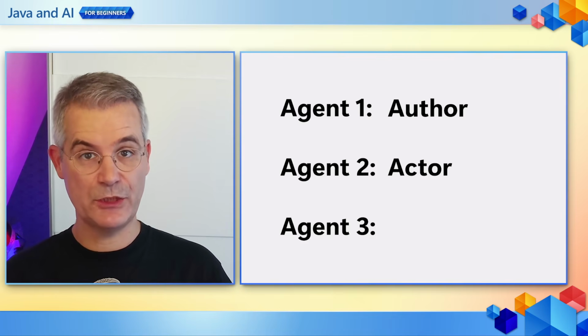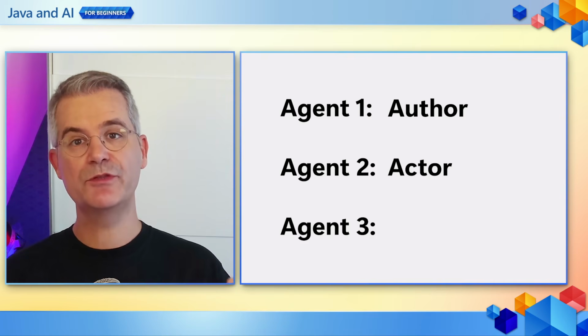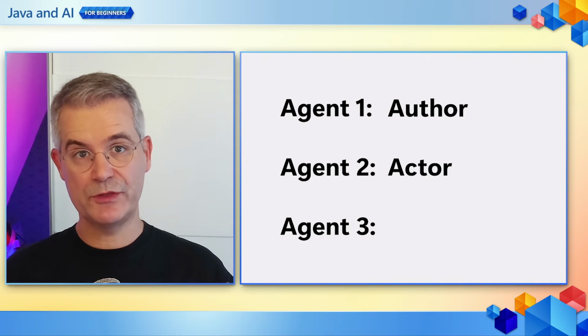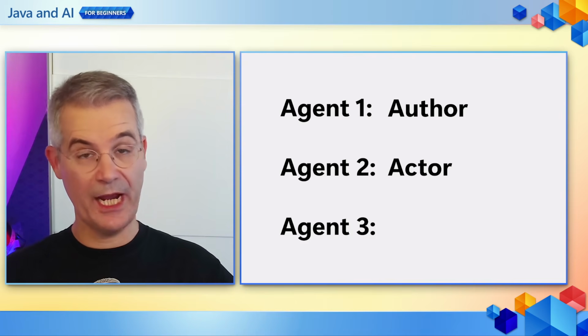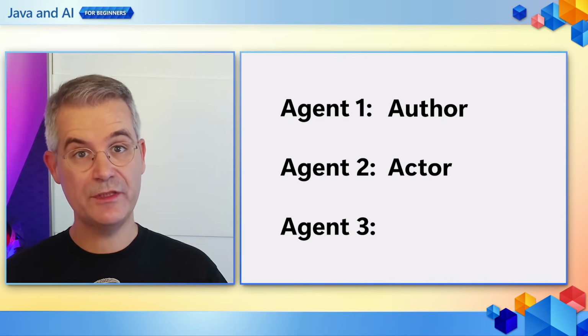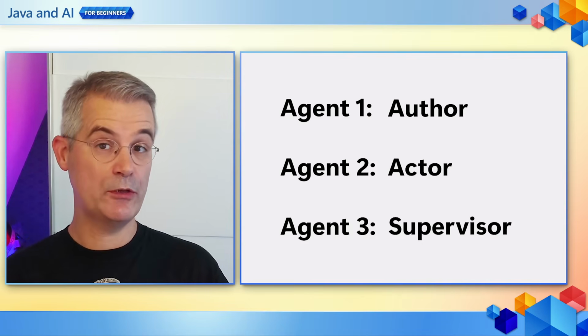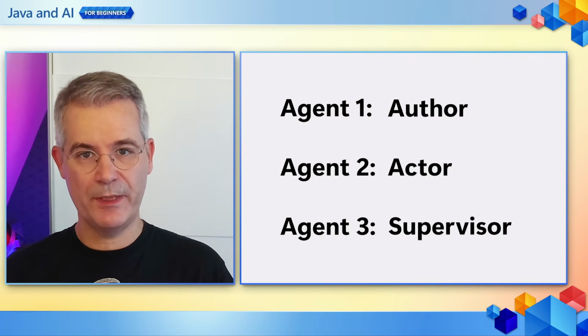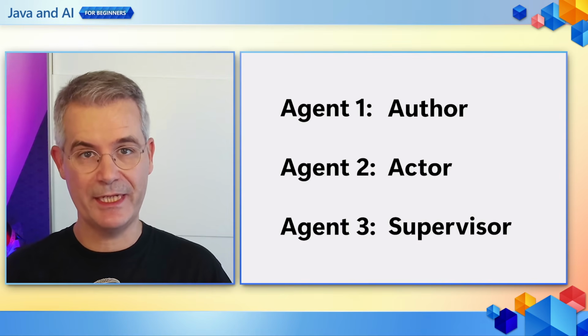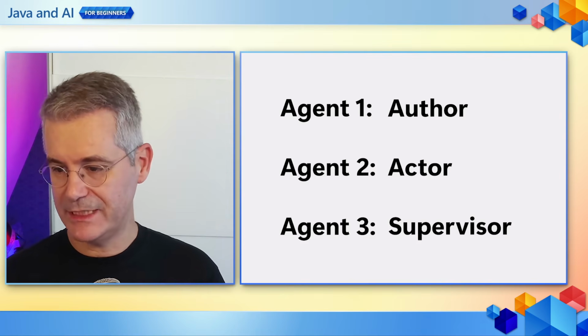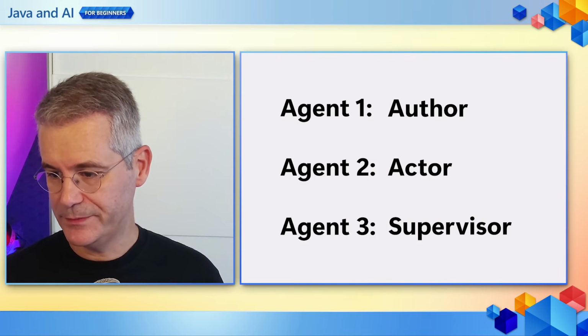For this, that agent will use another LLM and will use a tool which is able to transform a text to an audio file. The author and the actor will need to work together, and for that we need a third agent, which we'll call the supervisor. The supervisor will be able to coordinate them and orchestrate them so they work together correctly. Let's have a look at how this is using a whiteboard.